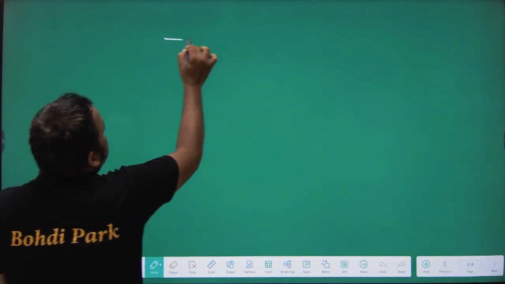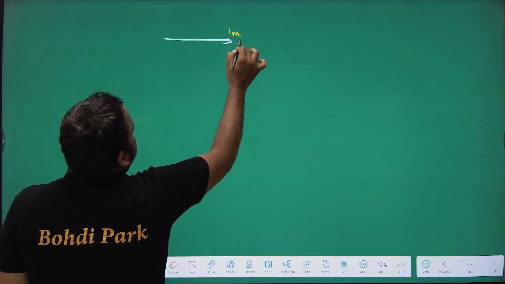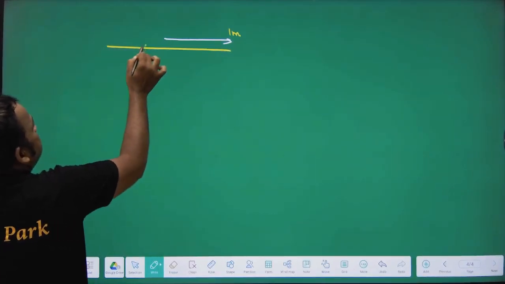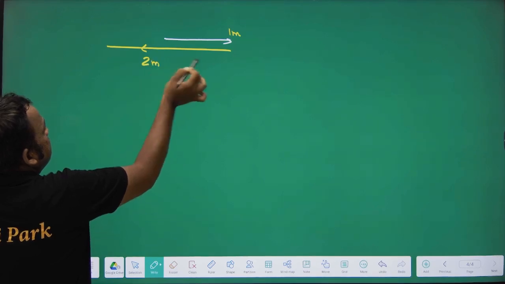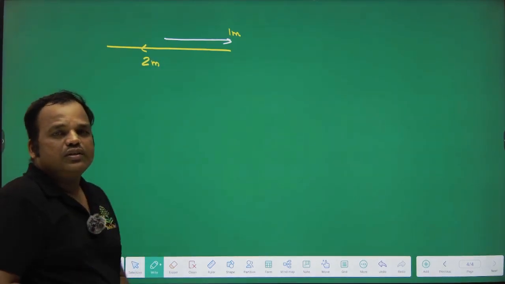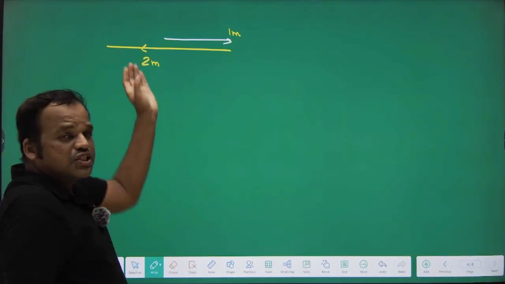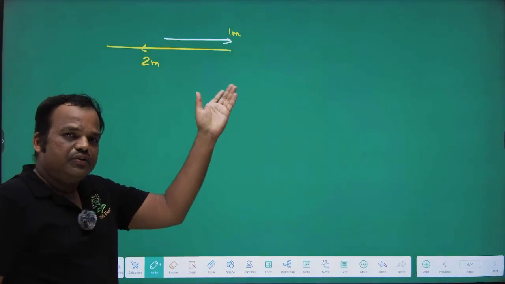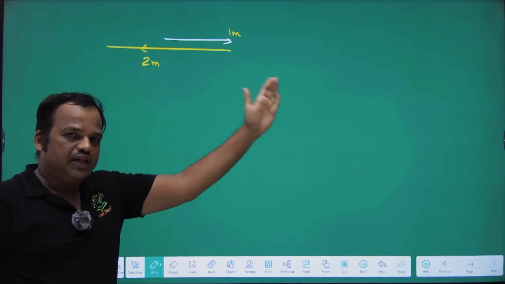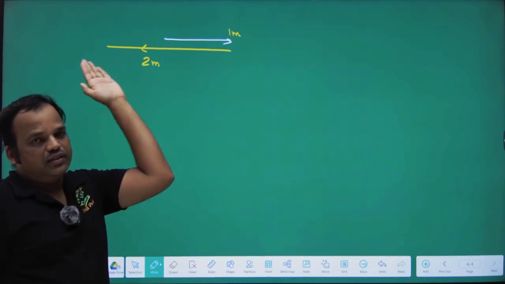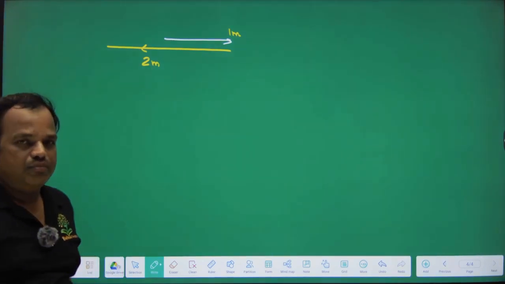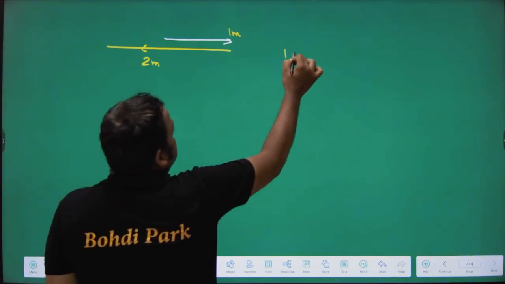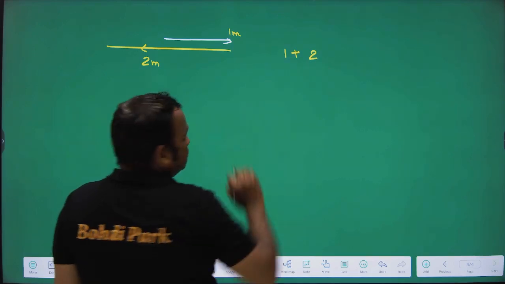Suppose the particle is going 1 meter right side and then taking a U-turn 2 meter left side. So the path is a straight line, but it is a U-turn. So how much it has traveled right side, how much it has traveled left side, separately we have to find. So distance will be 1 plus 2.